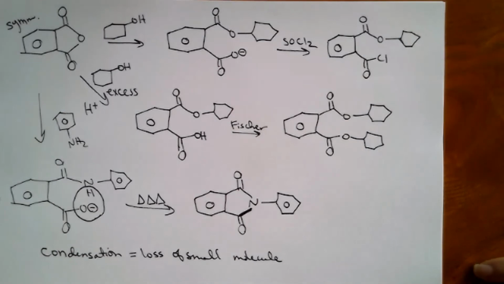Anyway, that's all for the first two most reactive carboxylic acid derivatives. We'll pick up next time with esters and amides and nitriles. See ya!